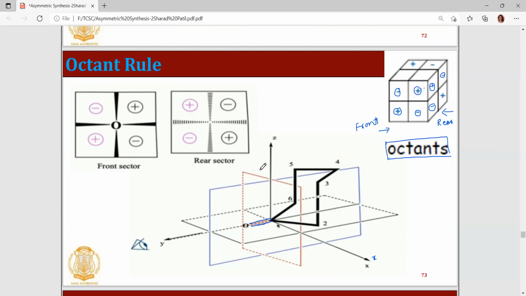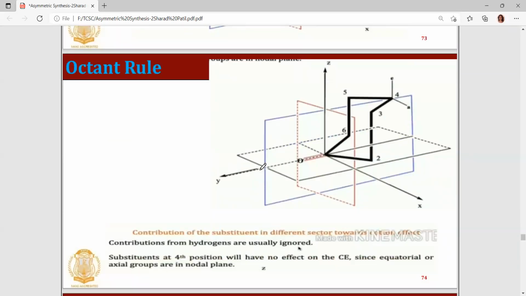Then we'll elaborate more with axial and equatorial positions. Suppose the fourth position has an axial or equatorial substituent; it will not contribute much to the Cotton effect. Next is the contribution of substituents in different sectors towards the Cotton effect. Contributions from hydrogens we usually have to ignore.